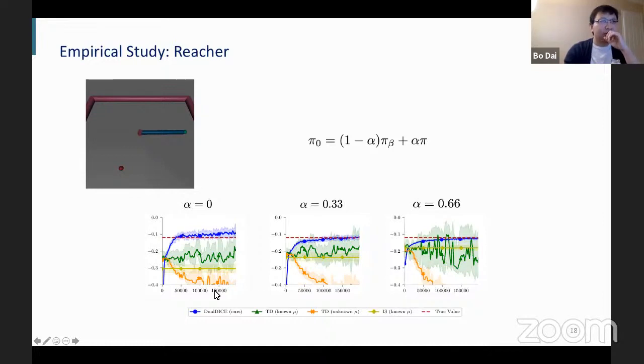As you can see, when we increase the number of samples, no matter how alpha goes from 0 to bigger, which means the behavior policy becomes more and more similar to the target policy, our method performs very close eventually to the true value, but the other ones basically fail. It's just because the variance is too large. You cannot control it in this case. Okay, this is the empirical study.